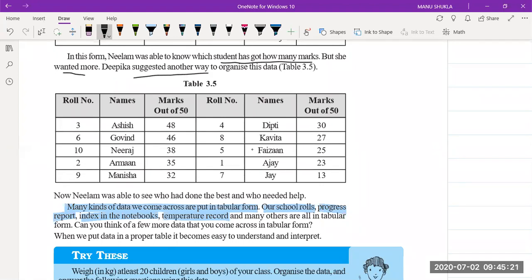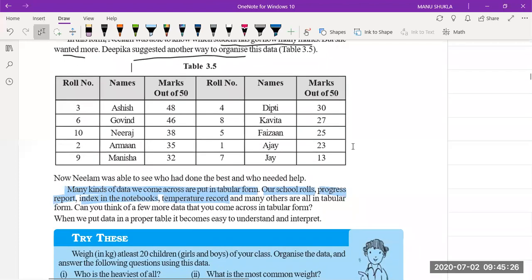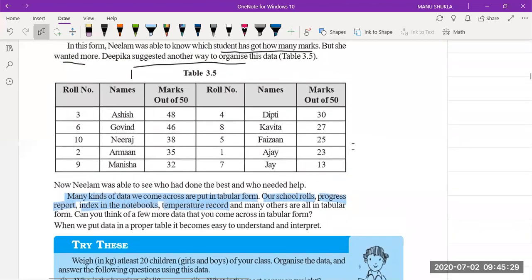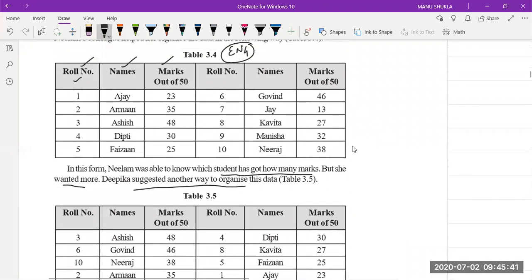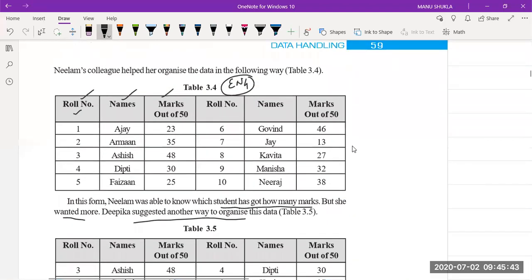Deepika suggested another way to organize. What happened? One second. So now Neelam was able to see who had done the best and who needed help. The reason is she is only an English teacher, suppose. She wants to assess the students on that subject only. That is why she is making it like this.